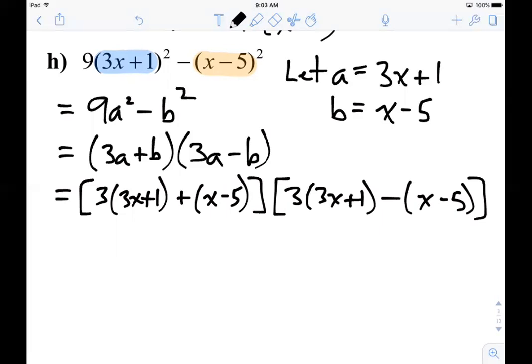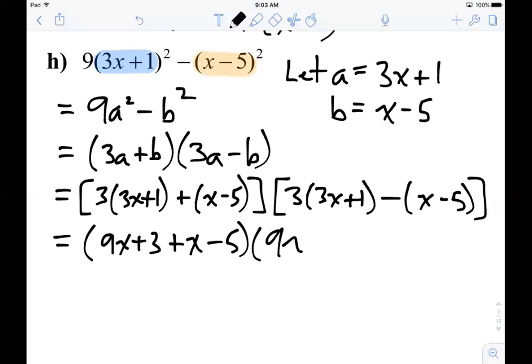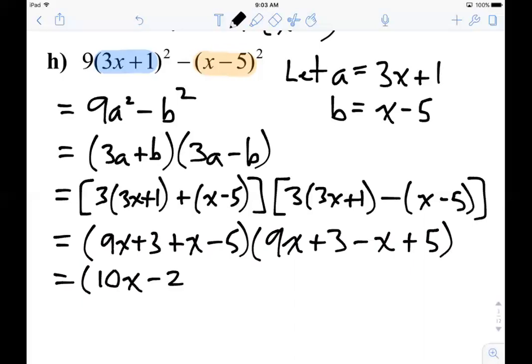And now from there, I can continue and expand this out a little bit. So we would have, for example, 9x plus 3 plus x minus 5 in this bracket, and we would have 9x plus 3 minus x and plus 5 in this second bracket. Simplify down a little bit, and this one would become 10x minus 2, and this one would become 8x plus 8.